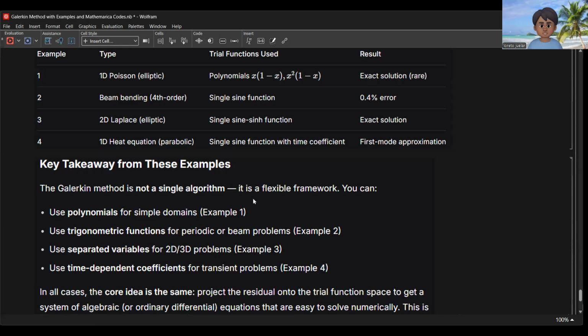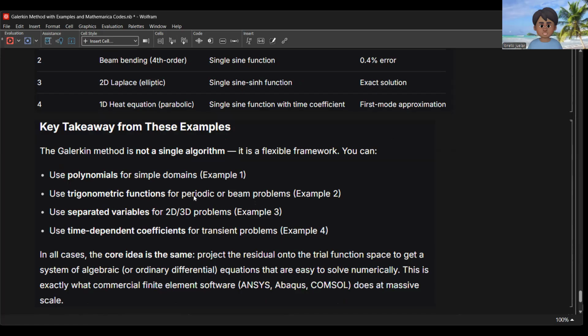It is a flexible framework. You can use a polynomial for a simple domain, example 1. Use a trigonometric function for periodic or beam problems, example number 2. Use a separated variable for 2D, 3D problems. Use a time-dependent coefficient for transient problems, example number 4. So in all cases, the core idea is the same.